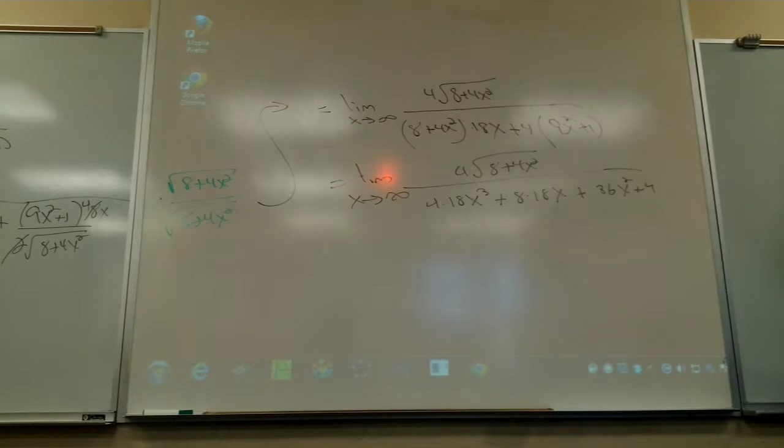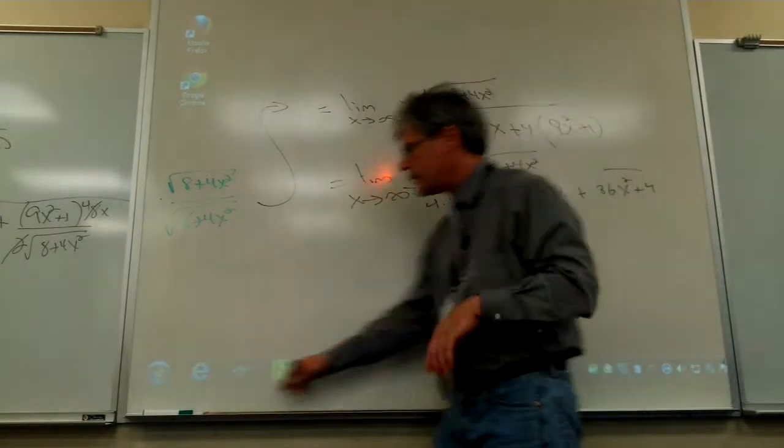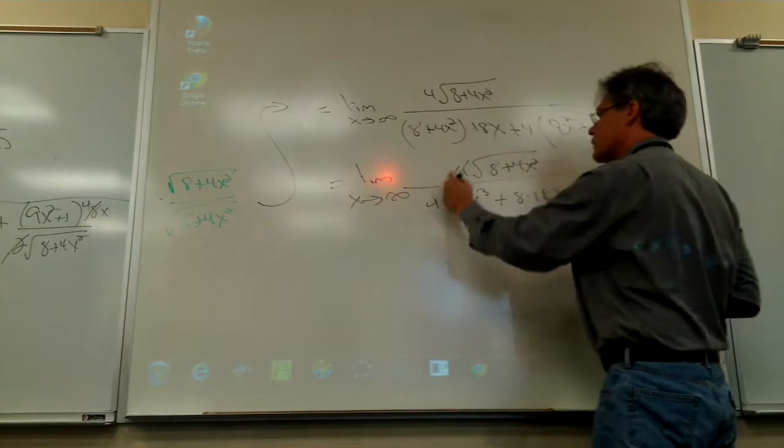I don't know, what is next? I have a question. You can get rid of the 4 on the top and the bottom. You know what, I'm sorry, I didn't see that. You are right. If I cancel a factor of 4 upstairs and downstairs.